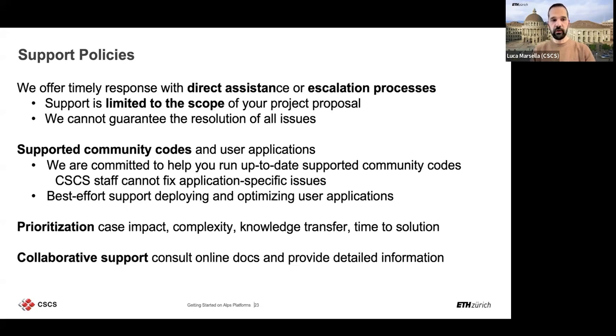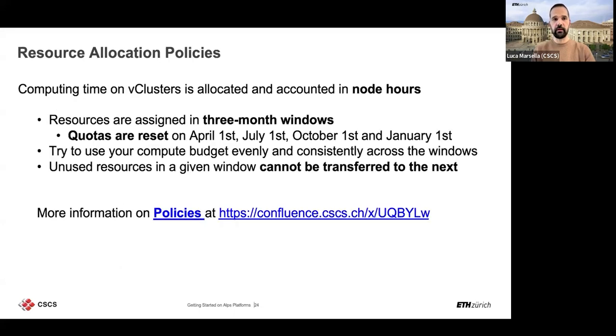We do need to prioritize issues based on the case impact for CSCS, the complexity of the issue that you are reporting, and also the knowledge transfer and the time to solution, because in some cases we have a limited amount of resources in terms of colleagues being able to deal with your issues, and therefore we need to, unfortunately, optimize. Collaborative support is something that we ask of you, in the sense that you should consult online documentation and also provide as much detailed information as you can in order to assess your case as effectively as possible.